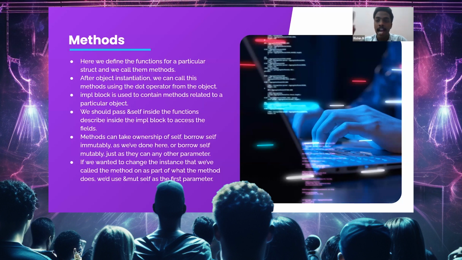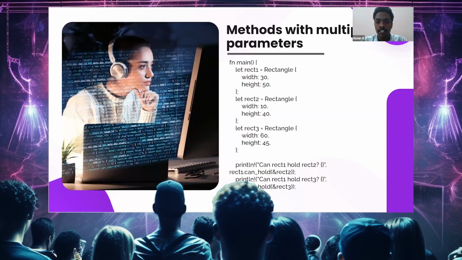So you require &mut self in order to change or update the value of the object that is passed. So you can use different forms of self to change and to access the values of different objects. If you wanted to change the instance that we have called the method on as part of what the method does, then we would use &mut self as the first parameter, in order to change the components of the object. It's a similar approach, so I do not want to take an example because it will be the same.